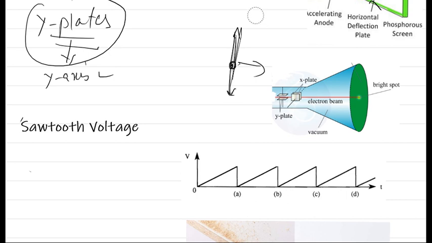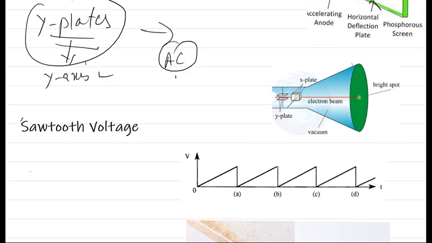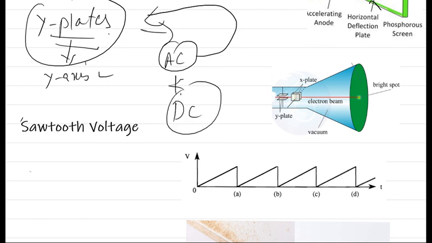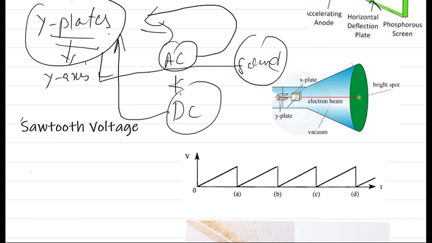Second important thing regarding the Y plates, which you must keep in mind: whatever quantity we're going to study or analyze, for example, if we're going to work on the AC current, then the AC current will be supplied to the Y plates. If we observe the DC voltage, we will provide this to the Y plates. If we're working on any property of sound, the sound will be provided to the Y plates. The Y axis plates are also called vertical deflecting plates.